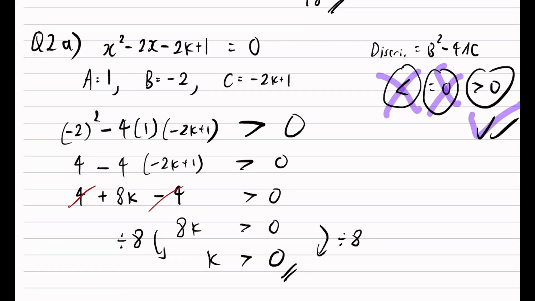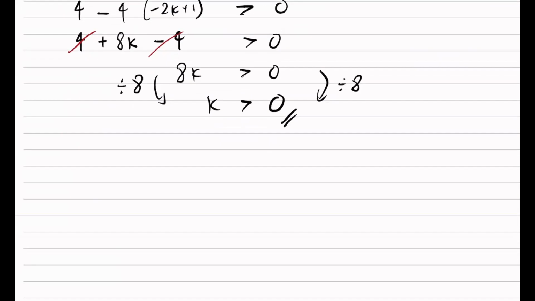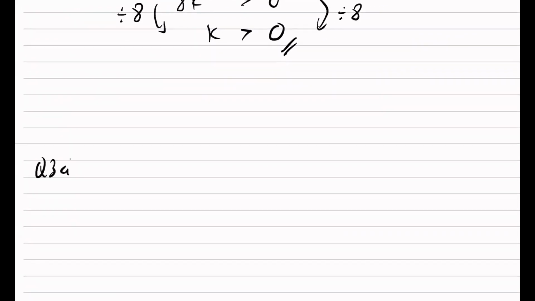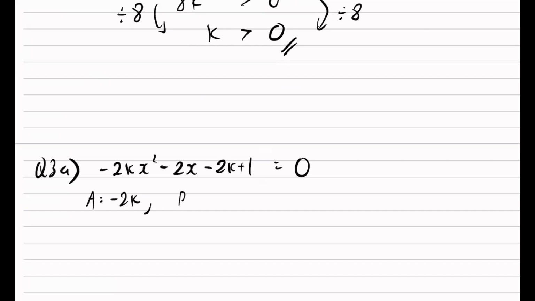Okay, I'll try one more. Question 3a. Now it's minus 2k x squared minus 2x minus 2k plus 1 equals 0. A equals minus 2k. B equals minus 2. C equals negative 2k plus 1. Discriminant is b squared minus 4ac. This time, let's read the question. What did they say? Equals to 0.